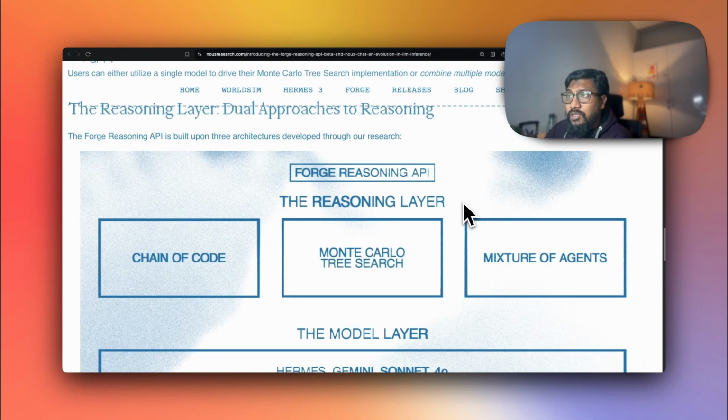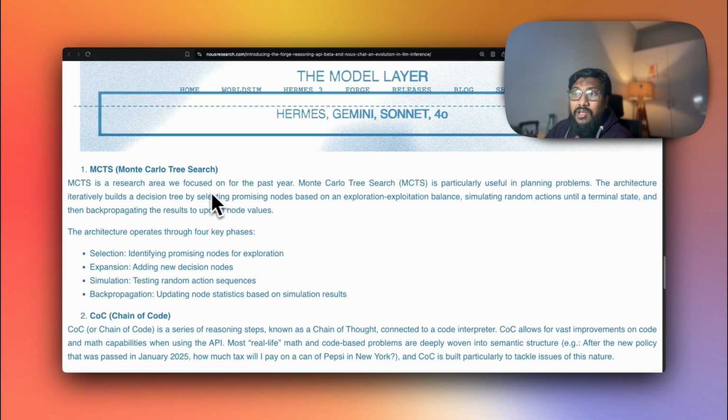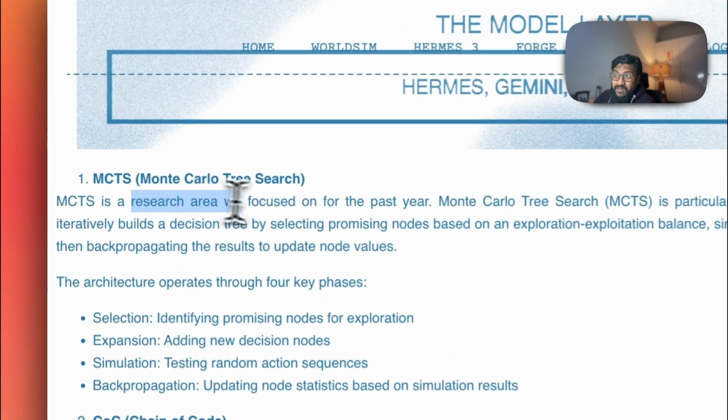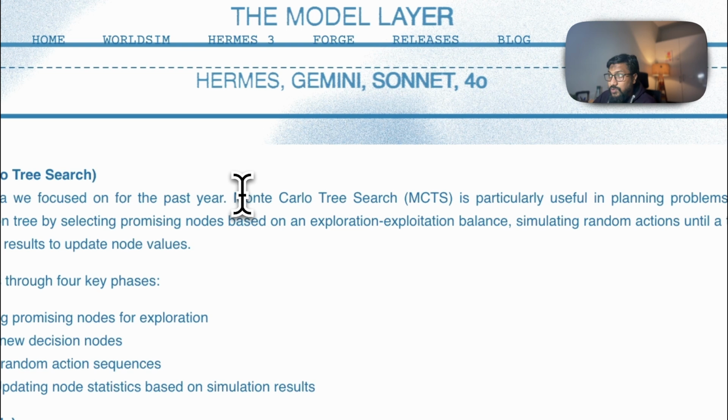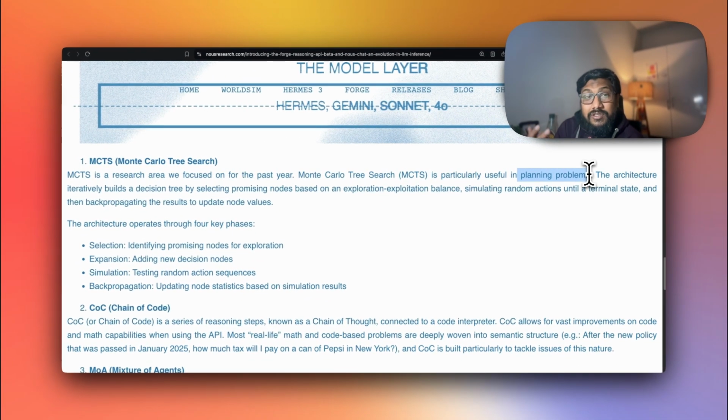So they've got three things here. One is MCTS, Monte Carlo Tree Search. MCTS is a research area that has been used for quite a while. It's particularly useful for planning problems. This is one of the biggest complaints Yann LeCun had about large language models: that they are good, but they're not going to lead us to AGI because they cannot plan or search. That's where MCTS comes into the picture.